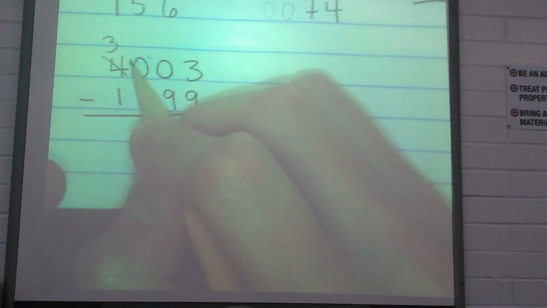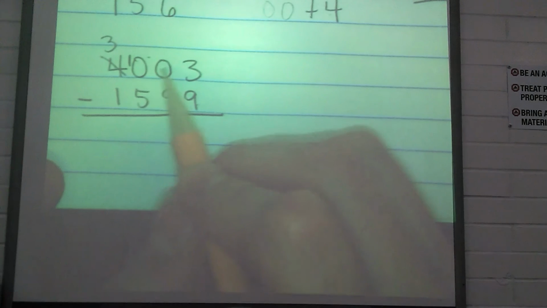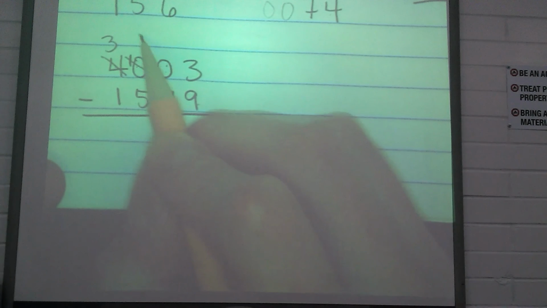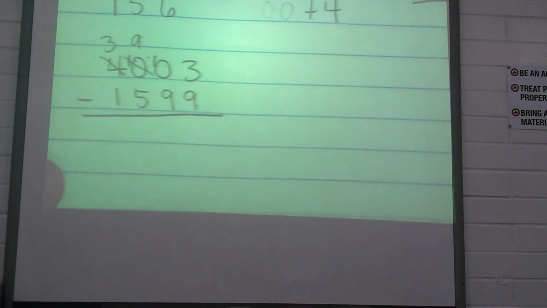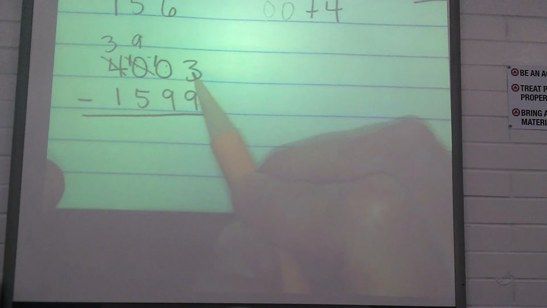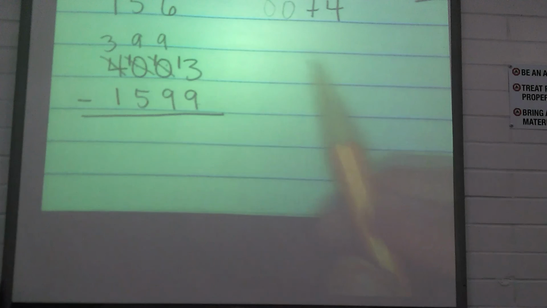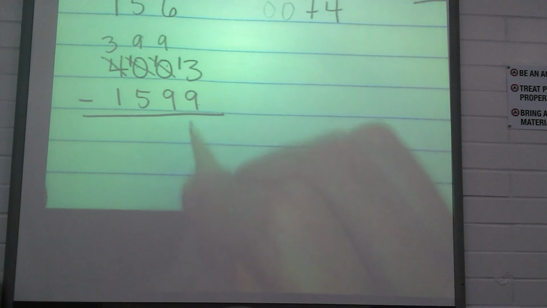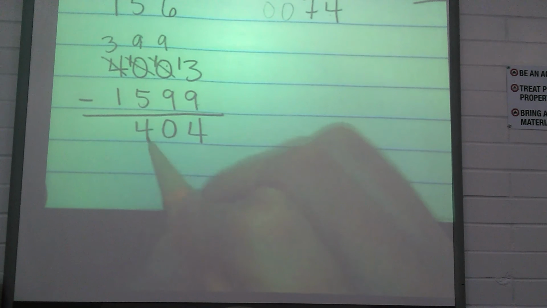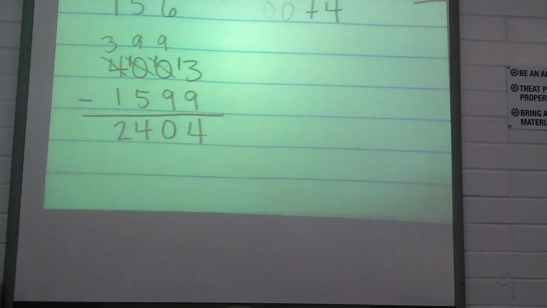Okay, 4 becomes 3. That becomes 10. Now this 0 can borrow from the 10. So that's going to become 9. That guy becomes 10. Now 3 can borrow from that 10. 9 and 13. 13 minus 9 is 4. 9 minus 9 is 0. 9 minus 5 is 4. 3 minus 1 is 2.